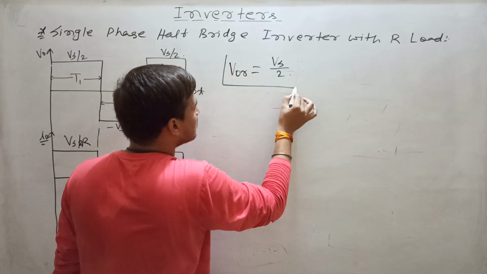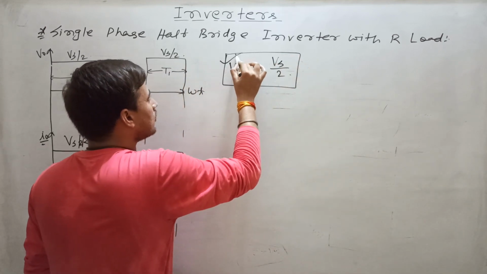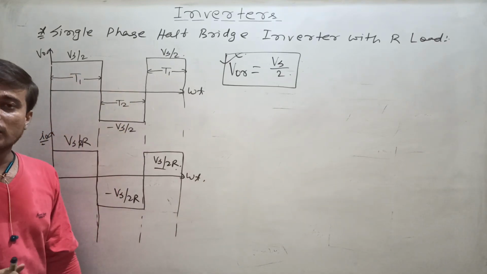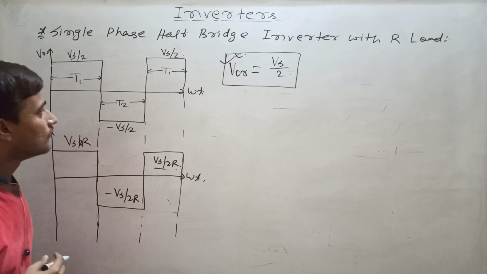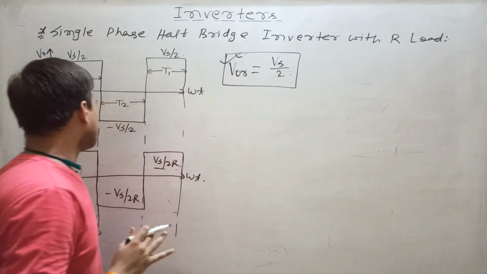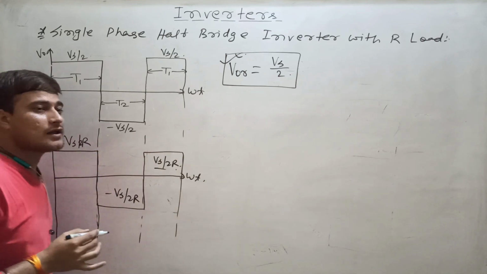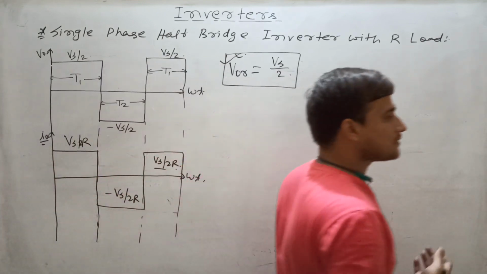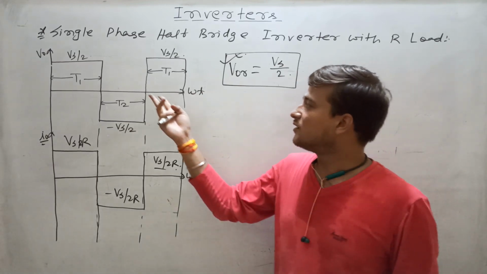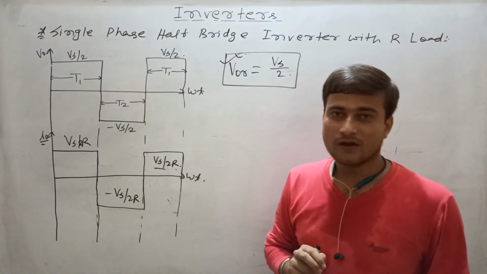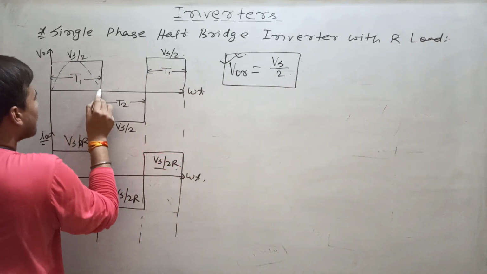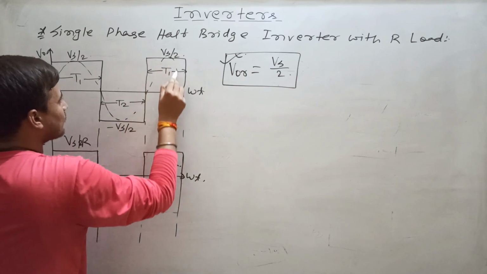Don't confuse with this expression. I have told you many times, VOR will be equal to simply the value of DC voltage in the case of square wave voltage waveform. Clear? Next, what do you see? If you want to get some AC voltage, you are expecting some sinusoidal voltage. But what do you get? You are getting a square waveform. It means you can say that it contains harmonics.